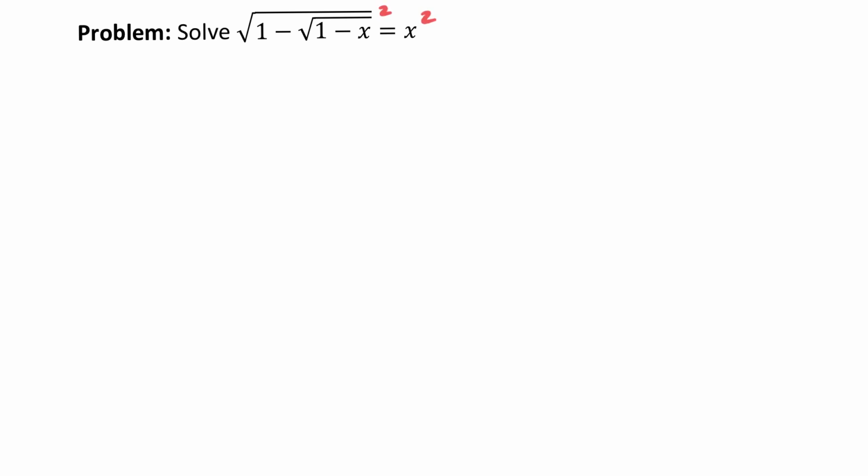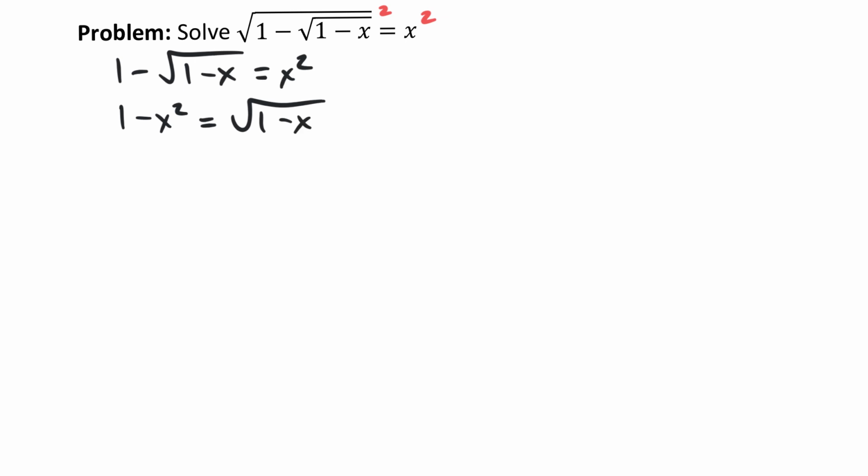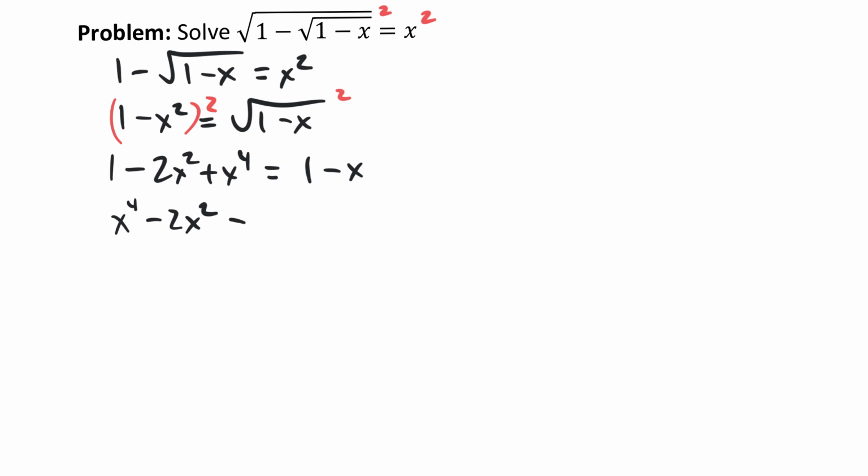Okay, so we square right here, and that's going to give us 1 minus root 1 minus x equals x squared. Now we want to isolate the root, so I'm going to kick that x squared to the other side and the root to the other side. And then I'm going to square again. 1 minus 2x squared plus x to the 4 equals 1 minus x. Okay, let's put everything on the left side here. x to the 4 minus 2x squared minus x, and the 1's cancel.